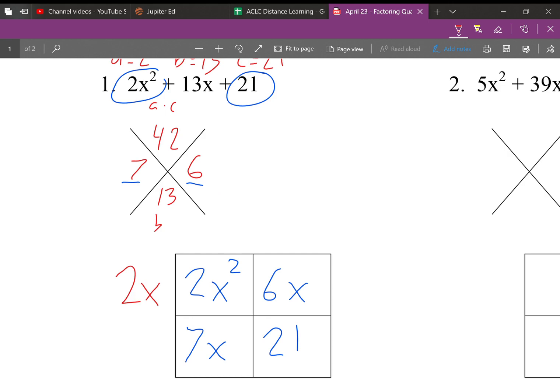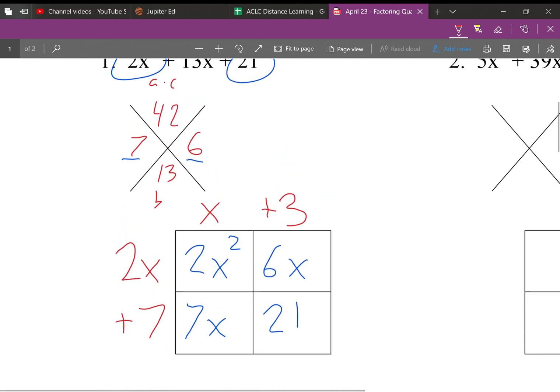Now, I have the 2x already here, so let's put the x on top. And then let's just finish this off. I already said to go from 2x to 6x, I'm going to multiply by positive 3. And over here to get from x to 7x, I'm going to need a positive 7. And then I check it. Do the 7 and the 3 together give me that positive 21? And yes, they do.